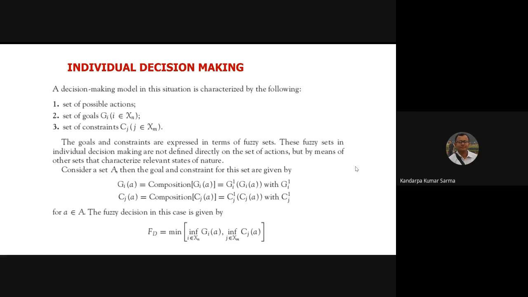So here in the case of the first type, that is individual decision making, the situation is characterized by the following: a set of possible actions, a set of goals, Gi, and a set of constraints, Cj. Then finally, we need to derive a fuzzy decision, given as FD, that will take the minimum of the inf of Gi of A and the inf of Cj of A, where Gi and Cj are the compositions of all the goals and all the constraints respectively.